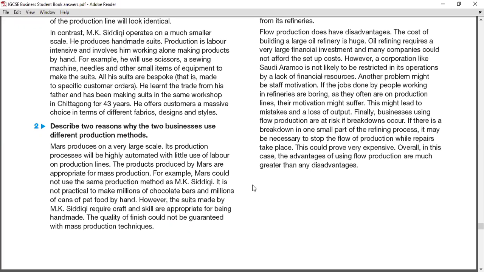Finally, businesses using flow production are at risk if breakdowns occur. If one pump breaks down, you know what happened in Sri Lanka once. One pump broke down, and we had to wait a long time without oil until the next oil tanker came. If something breaks down, then the entire system breaks down. As a result, the refining process has to stop while repairs take place. This could prove very expensive, but look at the judgment overall: in this case, the advantages of using flow production are much greater than any disadvantages.